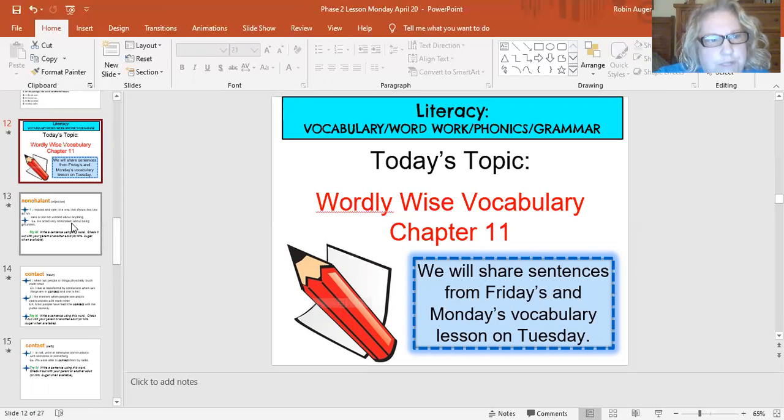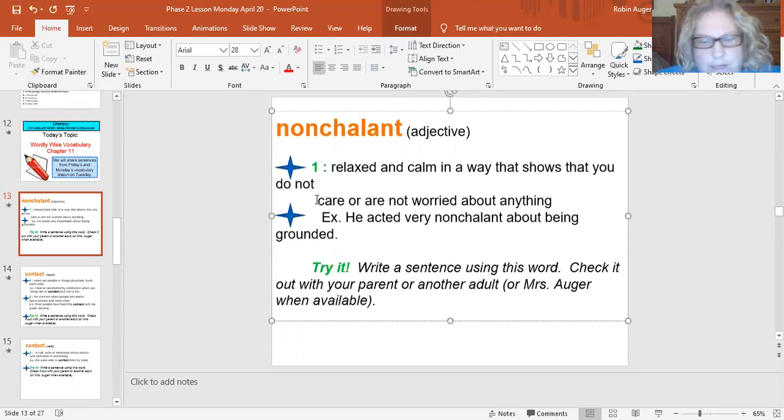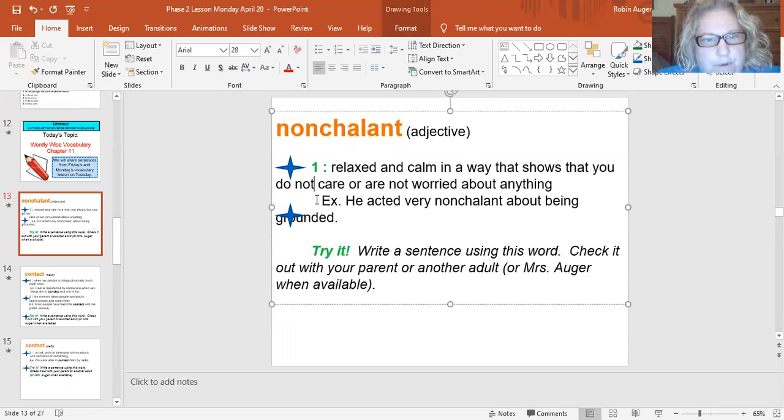Okay, first word that we're gonna go over today from our lesson number 11 is nonchalant, okay? It's an adjective, so that's a describer word for a person, place, or thing. Describes a noun, okay? So our definition number 1 here is relaxed and calm in a way that shows you do not care or are not worried about anything. Relaxed and calm in a way that shows you do not care or are not worried about anything. You're nonchalant, okay?